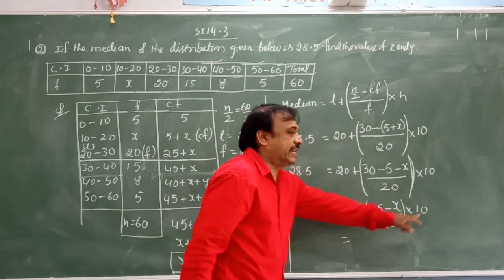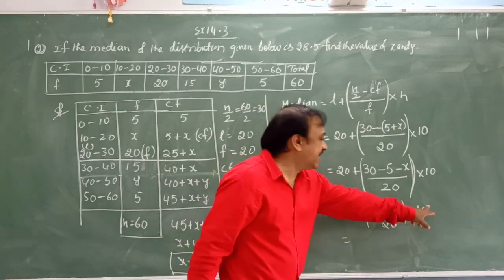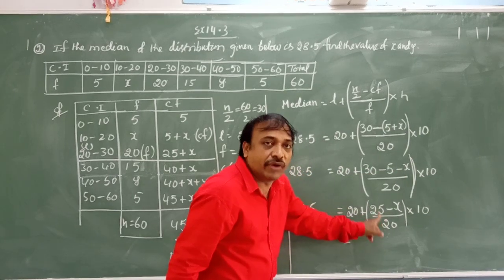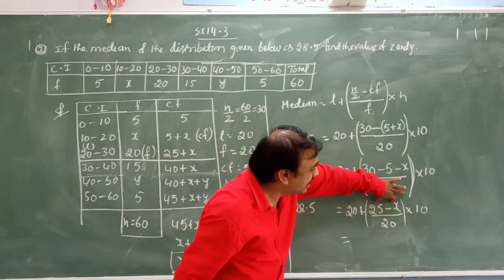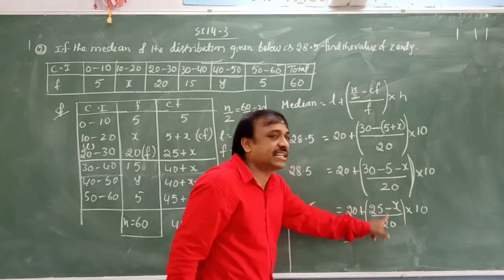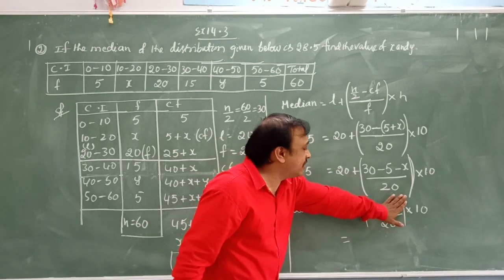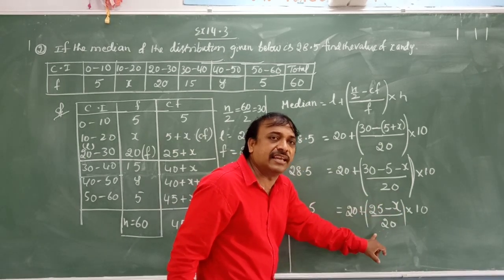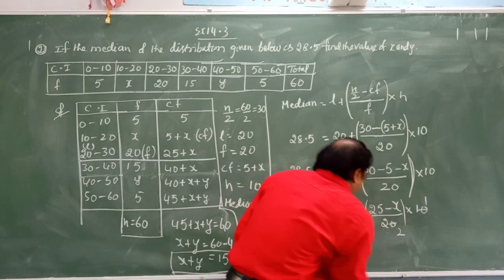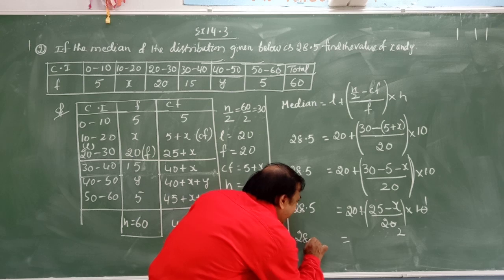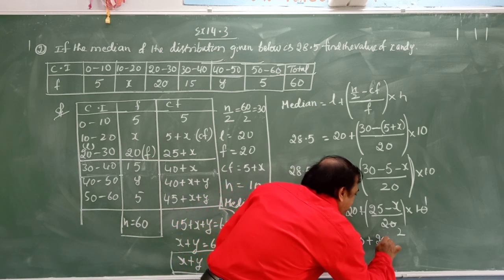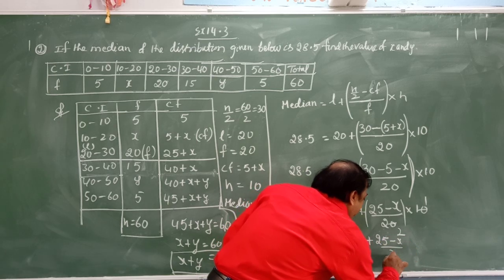Here you see 10 ones are 10, 10 twos are 20. These two you can cancel, but don't cancel these two. Why? 25 minus x is one term. 25 is not alone, it is 25 minus x. So you cannot cancel these two. Without x, only 25 is there, then you can cancel. So 10 ones are 10, 10 twos are 20. So we have 28.5 is equal to 20 plus (25 minus x) by 2.